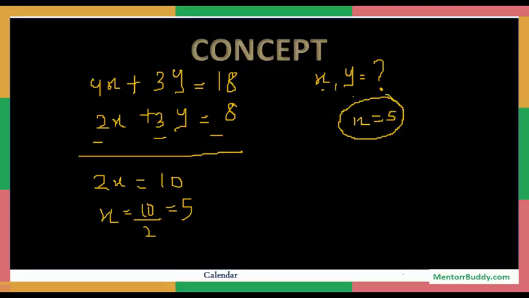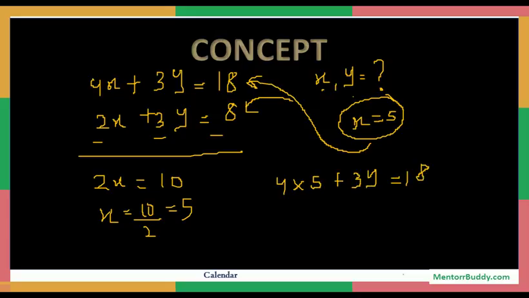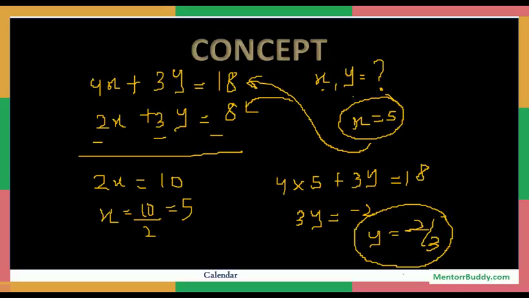Now in case we need to get the value of y as well, what I'll do is put the value of x in either of the equations. Let's say I'm putting the value of x in the first equation. That will become 4 into 5 plus 3y is equal to 18. So 3y is equal to 18 minus 20, that will be equal to minus 2, and y will be equal to minus 2 by 3. No matter, in this case the answer is coming out to be negative and a fraction, but that is possible. So the value of y is minus 2 by 3, and the value of x is 5. Now we have to apply the same logic in the coming question.